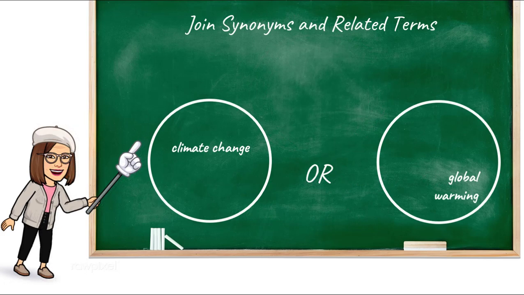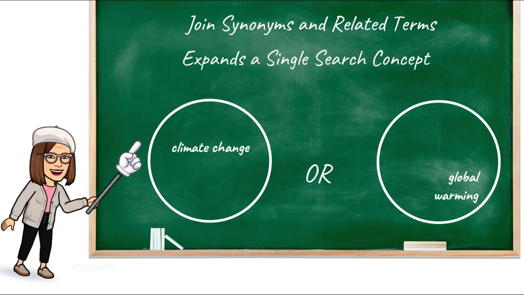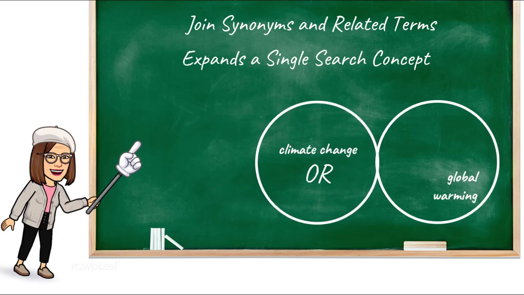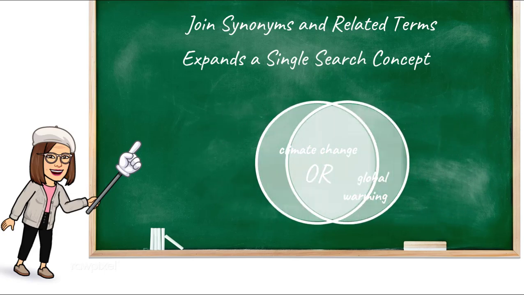To combine synonyms or related terms, use the Boolean OR. This expands a single search concept and maximizes the retrieval of relevant results for that concept. When I combine climate change with global warming using the Boolean OR, the results retrieved in the database include the results of both searches. At least one of the search terms must be present in an article record to appear in the result set, where they intersect and both terms are present, as well as when either appears on its own.